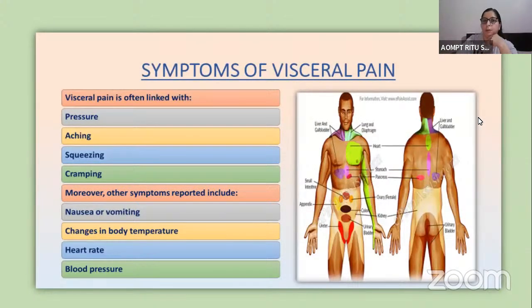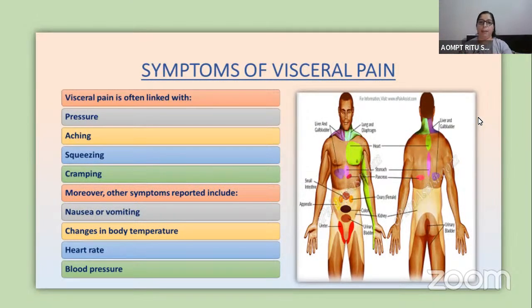In this also, symptoms of visceral pain are often linked to pressure, because when we keep our hand and give pressure itself, we can see, if I'm giving pressure on the diaphragm, the patient will feel an uncomfortable feeling. So it means there is a problem related to the diaphragm, either the diaphragm needs doming or the diaphragm needs release. So this is part of our visceral manipulation.